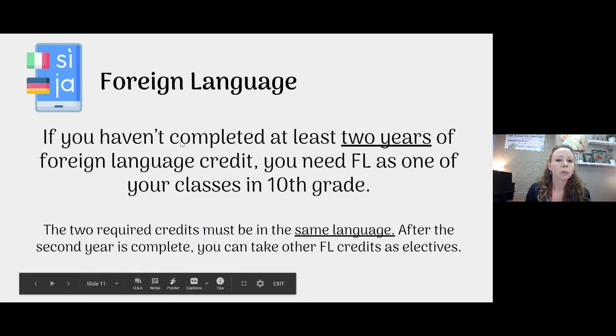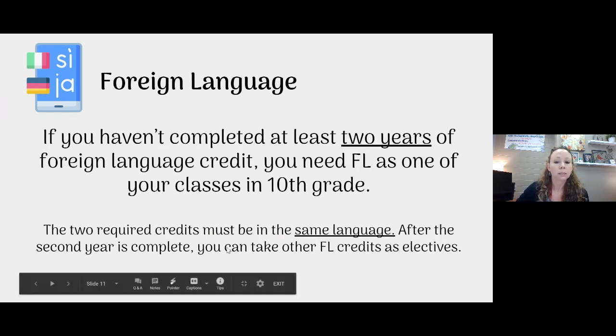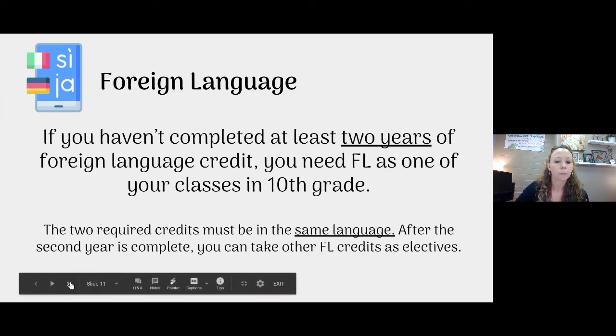For foreign language, I mentioned you need 2 years of the same foreign language. Some students take the first year in middle school and then the second year in 9th grade. If you haven't completed both years, you need to go ahead and do that in 10th grade. The 2 required classes have to be in the same language. After that, you can take additional foreign language credits, and those are counted as electives.